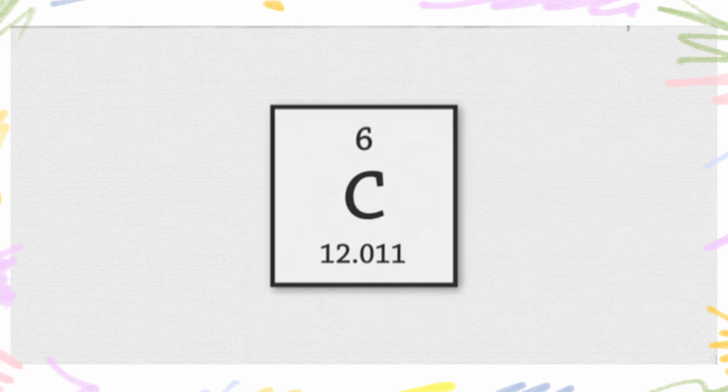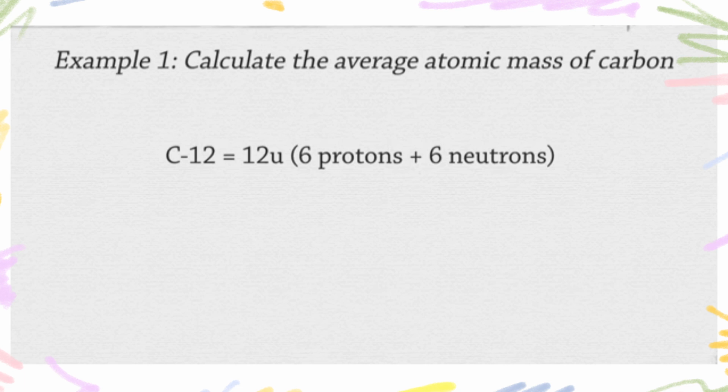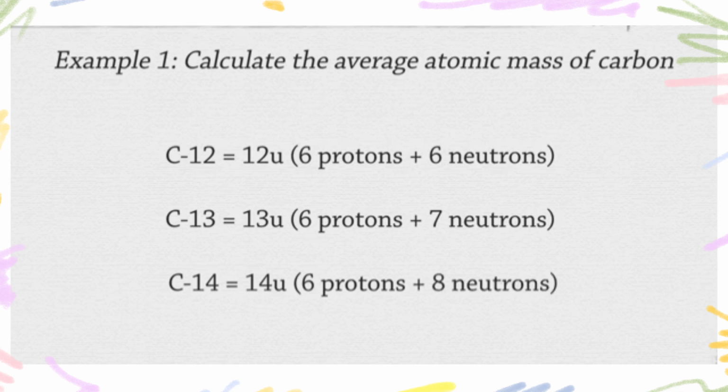So why, when you look at the periodic table, does it not say exactly 12 for carbon's atomic mass? Because there is more than one kind of carbon. Remember, chemists assigned carbon-12 the mass of 12 u. But there are other isotopes of carbon: carbon-13, which has 6 protons and 7 neutrons, and carbon-14, which has 6 protons and 8 neutrons. If you need a quick refresher on isotopes, please watch our short 30-second glossary video.